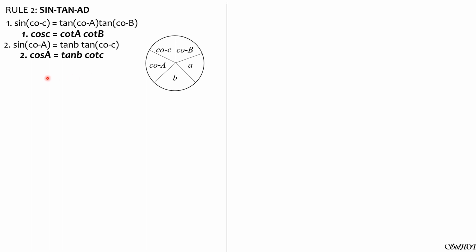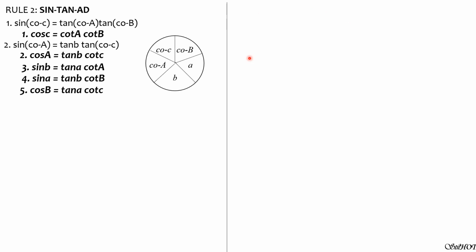So likewise, I want you to derive formulas 3, 4, and 5, which are: sine of side B equals tangent of side A cotangent of angle A. Fourth, sine of side A equals tangent of side B cotangent of angle B. And fifth, cosine of angle B equals tangent of side A cotangent of C. You need to derive this, although my suggestion is do not memorize these formulas. Just be familiar with the two rules, the sin-cos-op and sin-tan-ad rules.